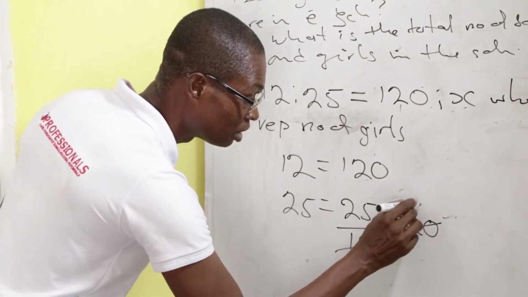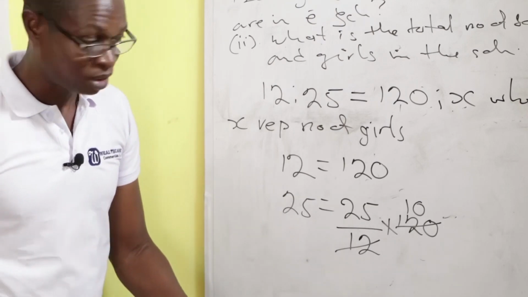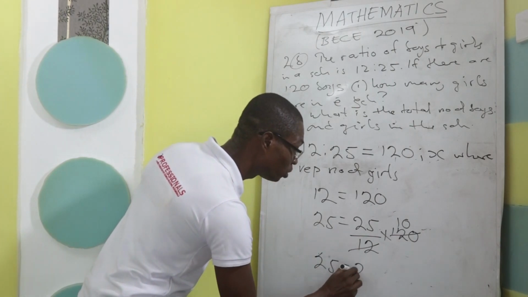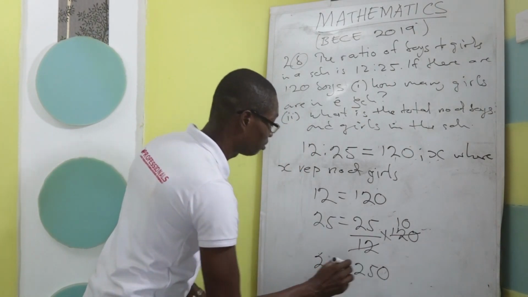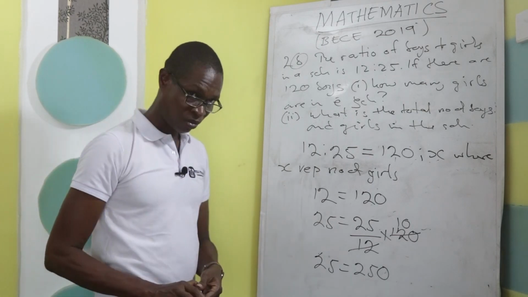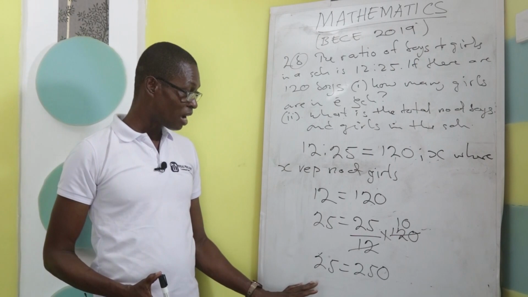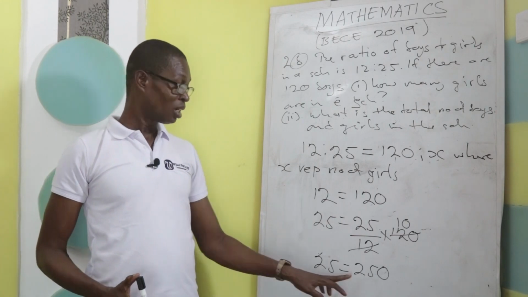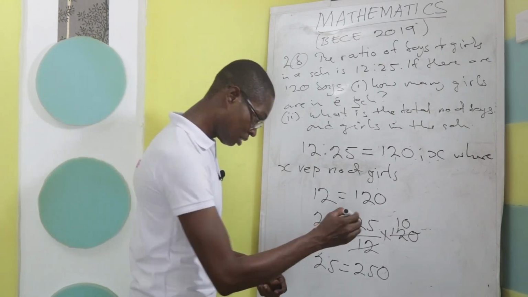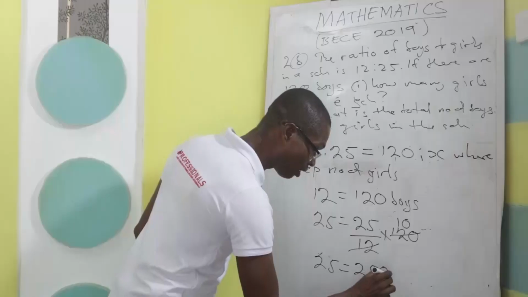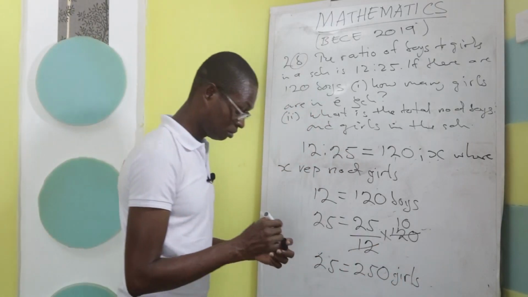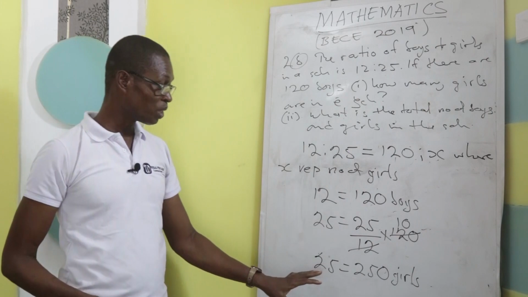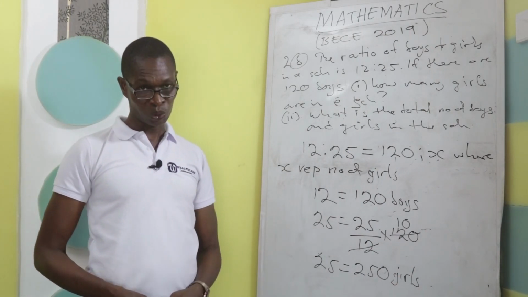Quickly, you see that 12 cancels the 120, 10 times. So what do you get? You're going to have 25 times 10 equals 250. You see that? So the ratio 25, if the ratio 12 belongs to 120, then the ratio 25 has how many? 250 girls. This is boys. So these are girls. The first question says, how many girls are in the school? So we have 250 girls in the school.